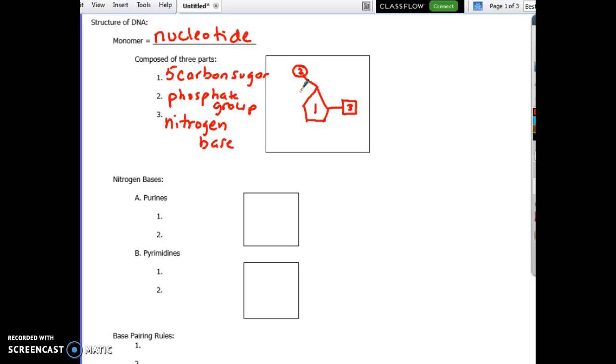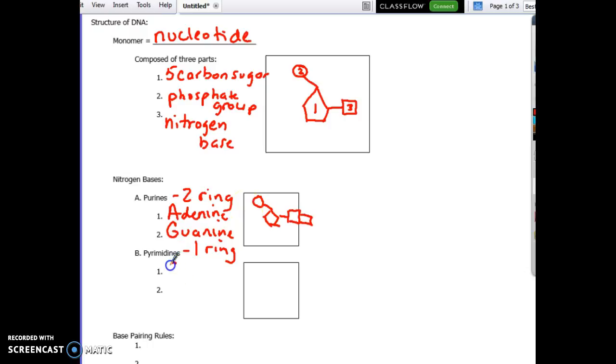Nitrogen bases, as I just mentioned, come in 2 varieties. The purines, which represent a 2-ring nitrogen base, and the pyrimidines, which are a 1-ring nitrogen base. So we'll draw them, but let's first talk about the different nitrogen bases. There are 4 of them in DNA. The purines are adenine and guanine, and what they would look like is that central sugar, and here it's a double ring. So we have 2 rings of nitrogen bases with the phosphate group.